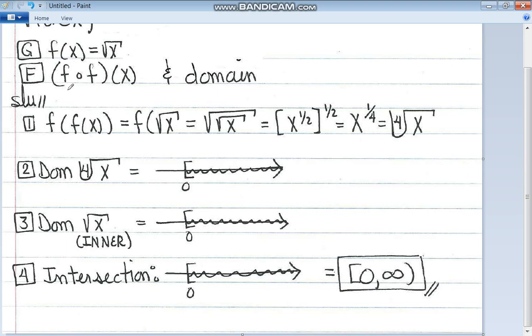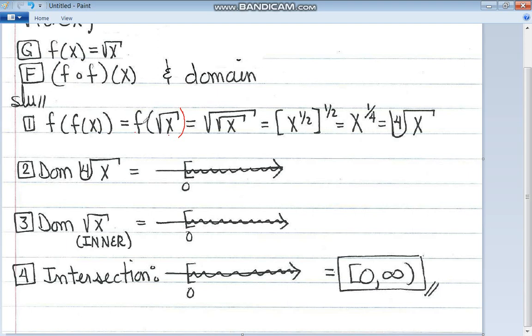F composite f of x is defined to be f of f of x. But what is the inner f of x? The inner f of x is just the square root of x. So I forgot a parenthesis there. Replace the inner parenthesis f of x with what it's equal to. It's equal to the square root of x. So now we're evaluating f of the square root of x.